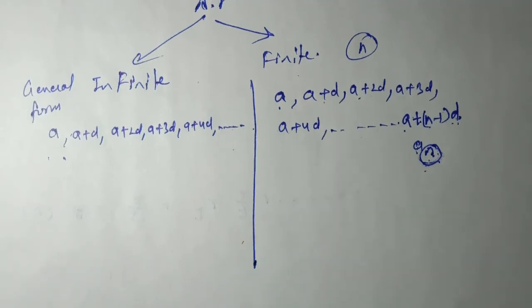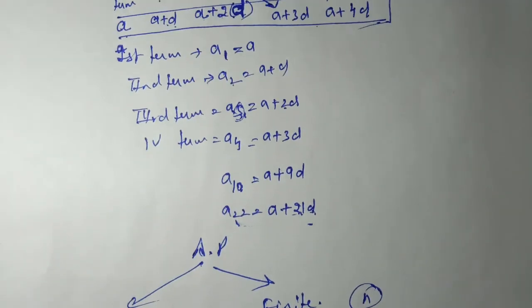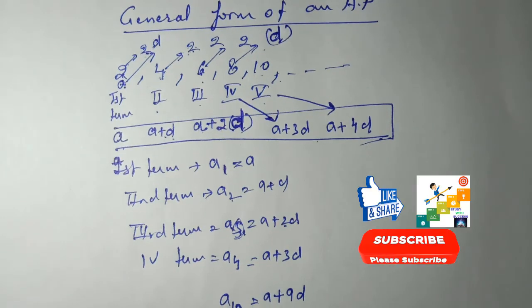So this way you can derive the general form of an AP, and you can find any term of an AP using this general form. But for that, the first term and the common difference, that is d, should be known.